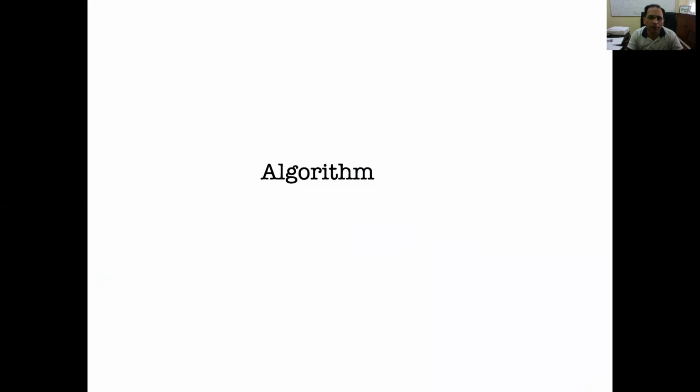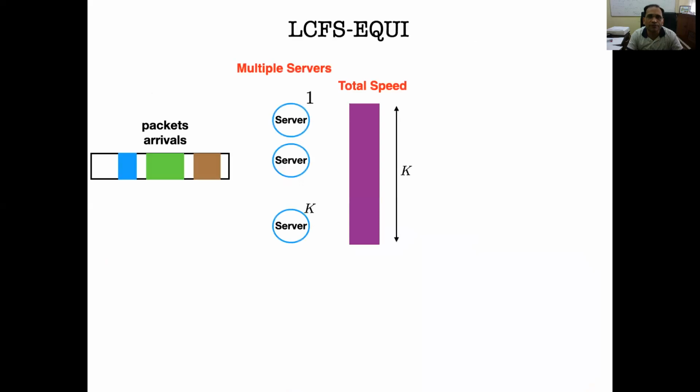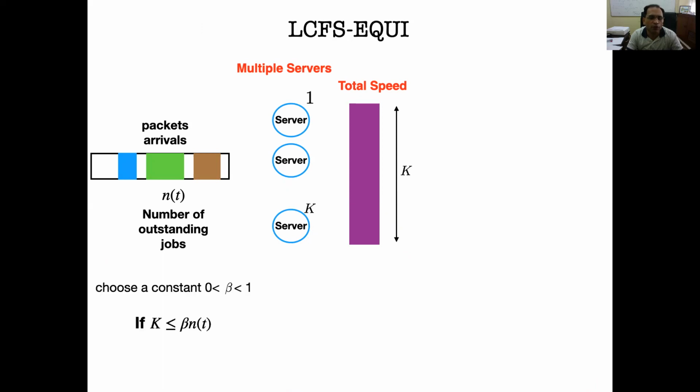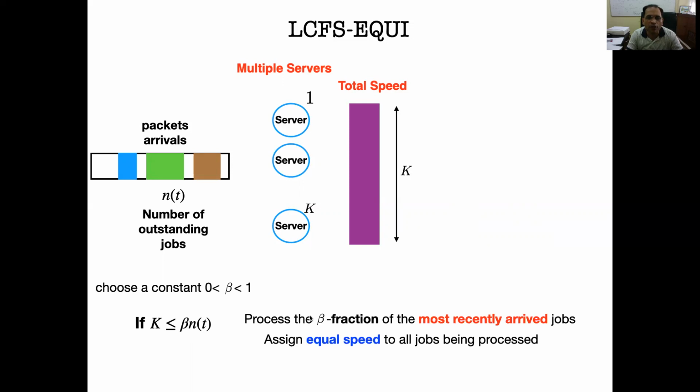So here is the broad idea of the algorithm. So just to recap, n of t is the number of outstanding jobs. There are total k servers. So what we're going to do is, let's pick a constant beta between 0 and 1 and check the condition whether beta times the number of jobs in the system is larger than k. This is essentially that the number of jobs in the system is sufficiently larger than the number of servers. If this is true, then we're going to process the beta fraction of the most recently arrived jobs. So this is the LCFS philosophy of picking jobs.